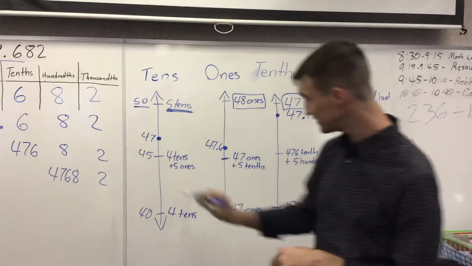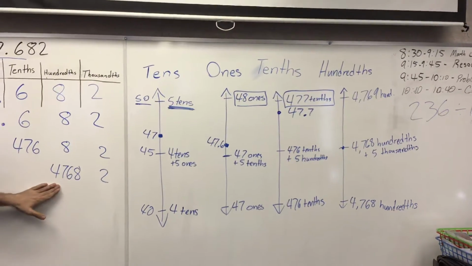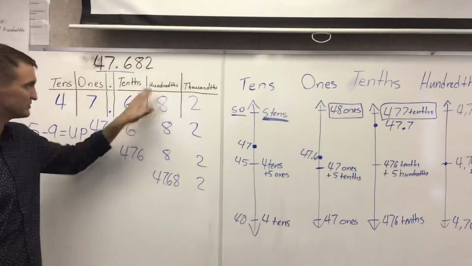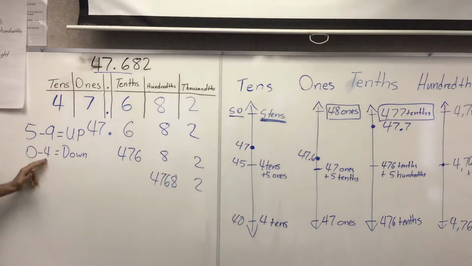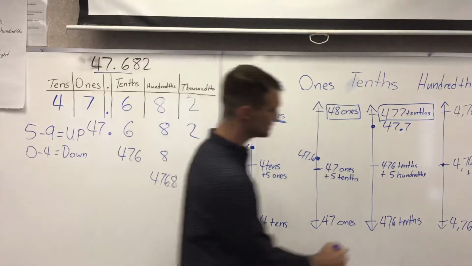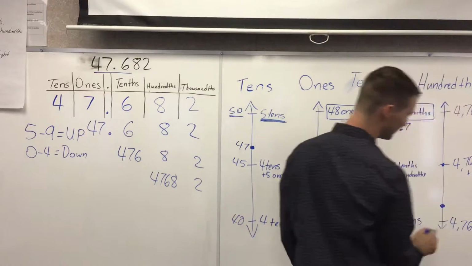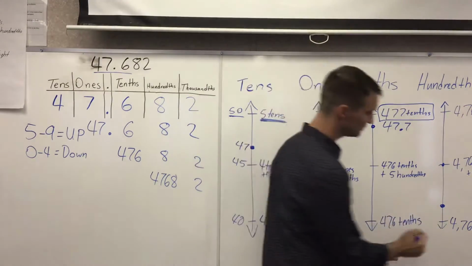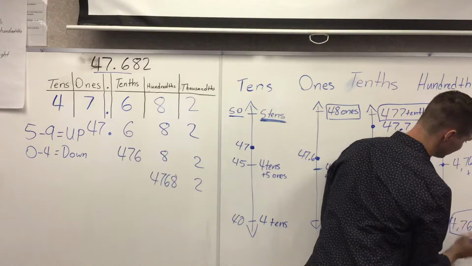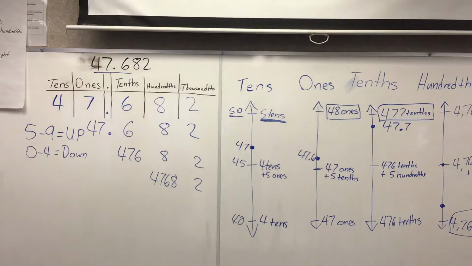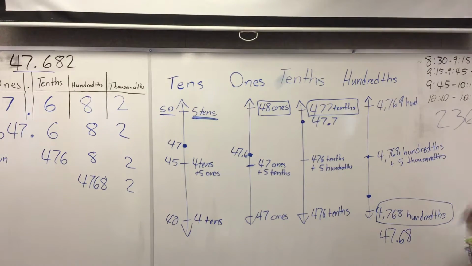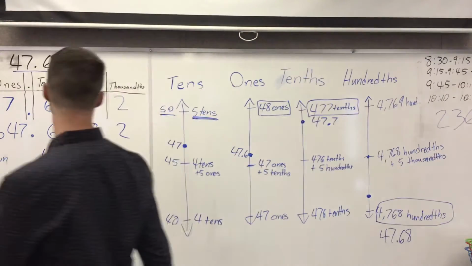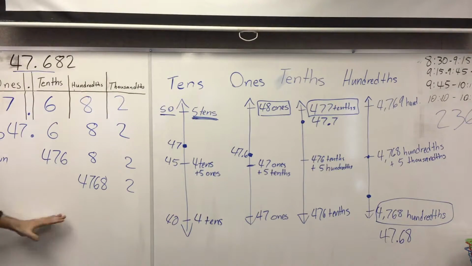Now, I'm going to look back over here. So I've got my 4,768 hundredths, and then in the next spot I have 2 thousandths. That 2 is going to tell me to round down, so I'm just going to write where that would be. I'm going to round that down to 4,768 hundredths, or I would just write it like this: 47.68. So that is the way we would do it with grouping our units together.